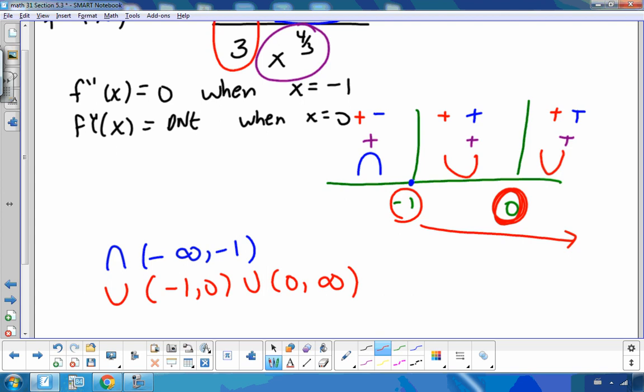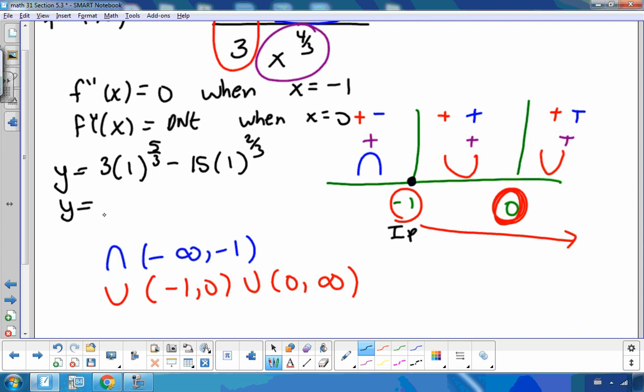Okay. So looking at this, I have a concavity change at -1, which makes that an inflection point. So let's go back to our original function and plug in -1. So y would equal 3 times -1 to the 5/3 minus 15 times -1 to the 2/3. Plugging that in and working that out, it's going to be -3 take away 15, which is -18. So I have an inflection point at (-1, -18).